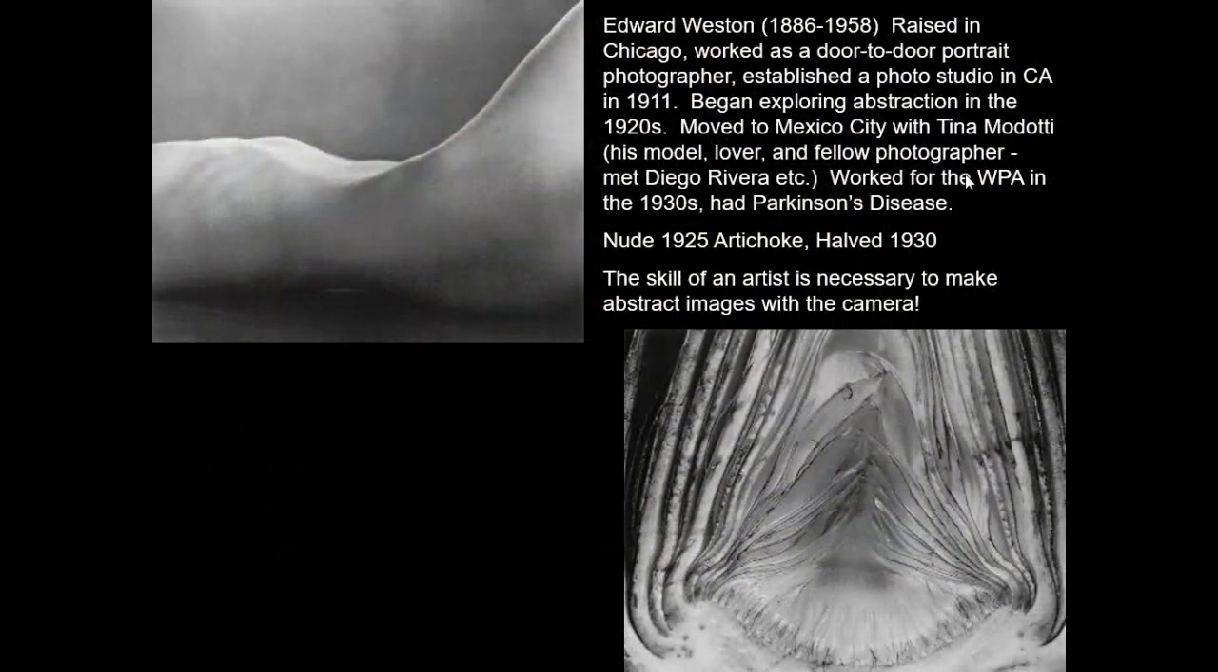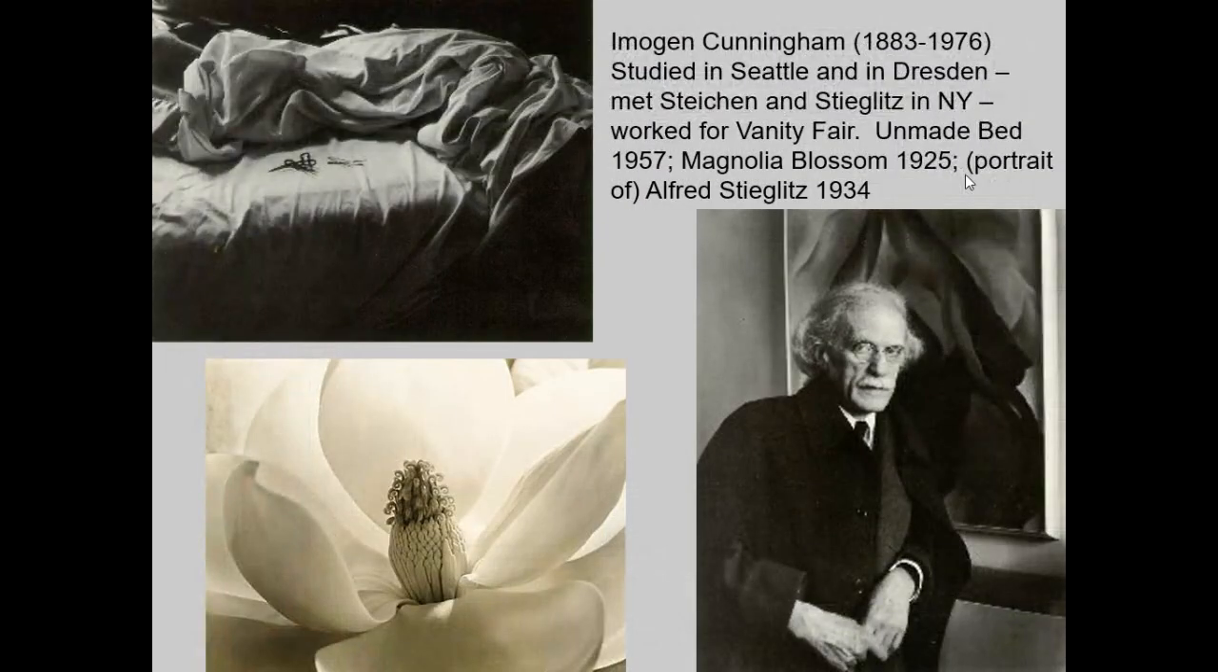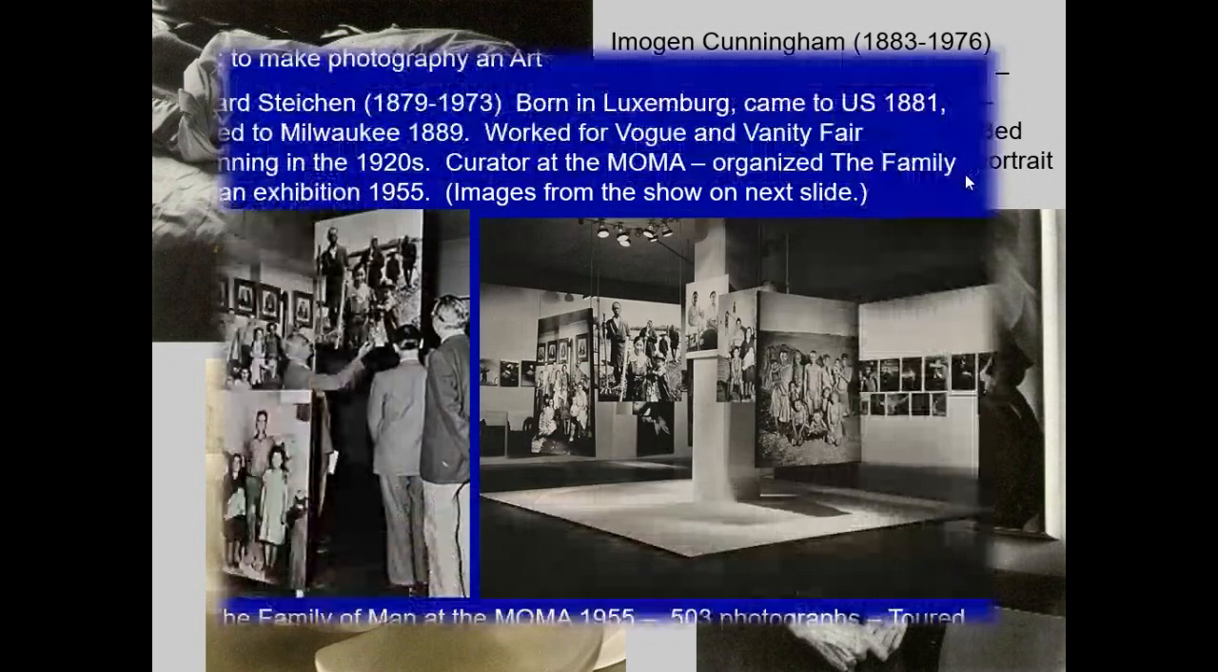Artists associated with Stieglitz include Edward Weston, who used the camera in close-up to create images that almost read as pure abstractions, but actually are, of course, photographs of real things in the real world, a nude human figure on the left and a cross-section of an artichoke on the right. Imogen Cunningham was a female photographer in that same group, and there is her portrait of Alfred Stieglitz posing with one of his wife's paintings, a Georgia O'Keeffe painting, in 1934.